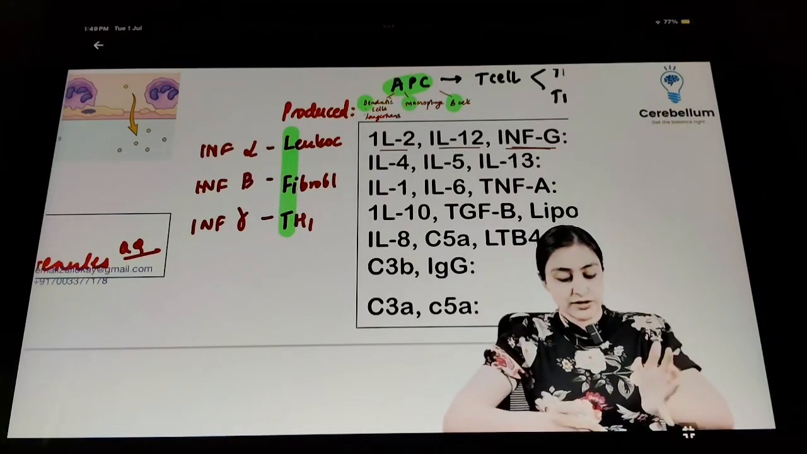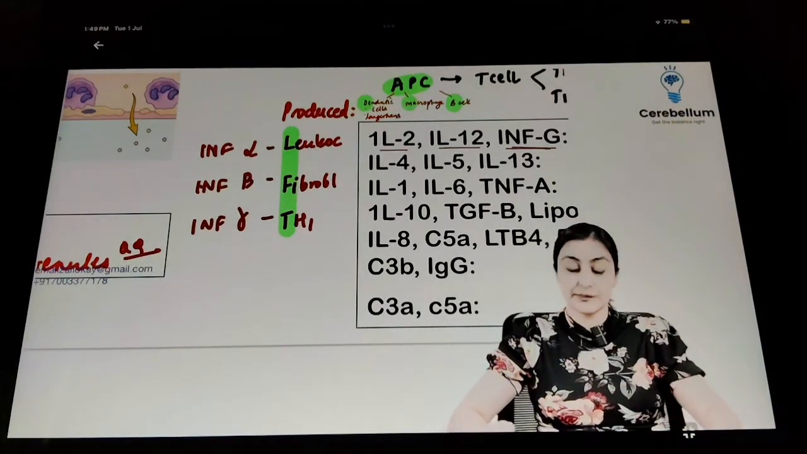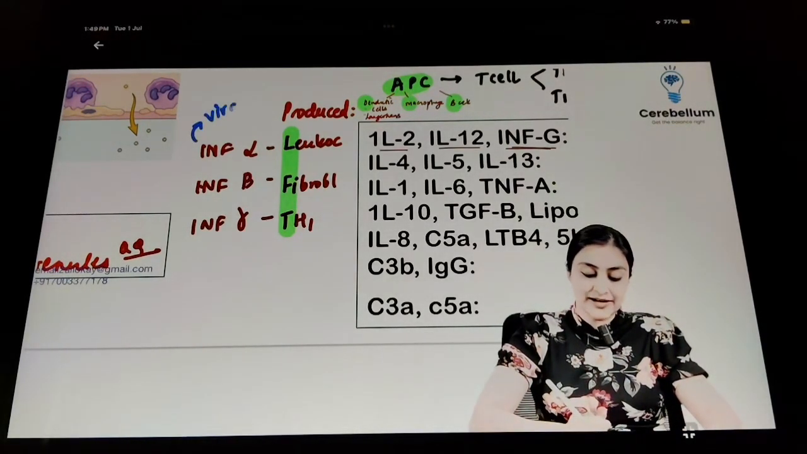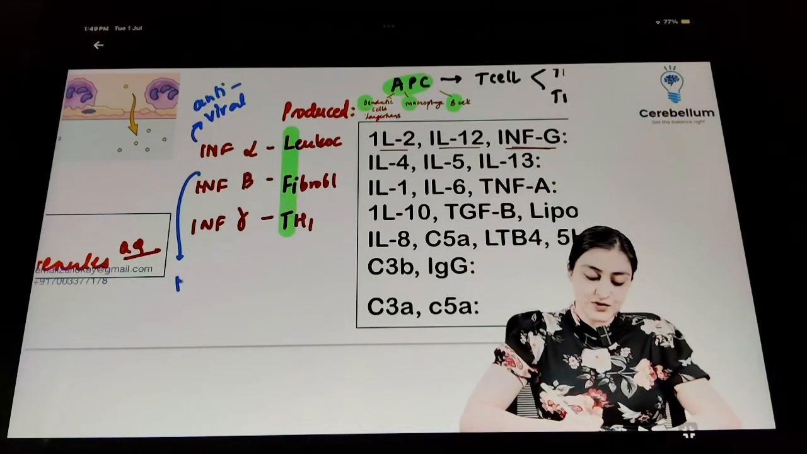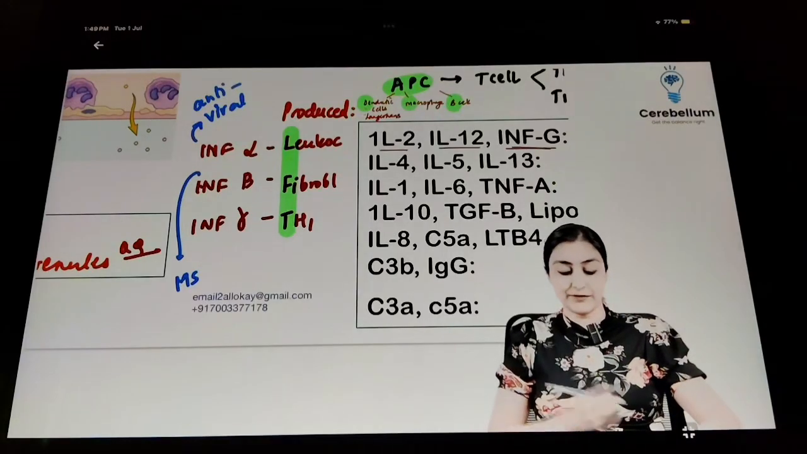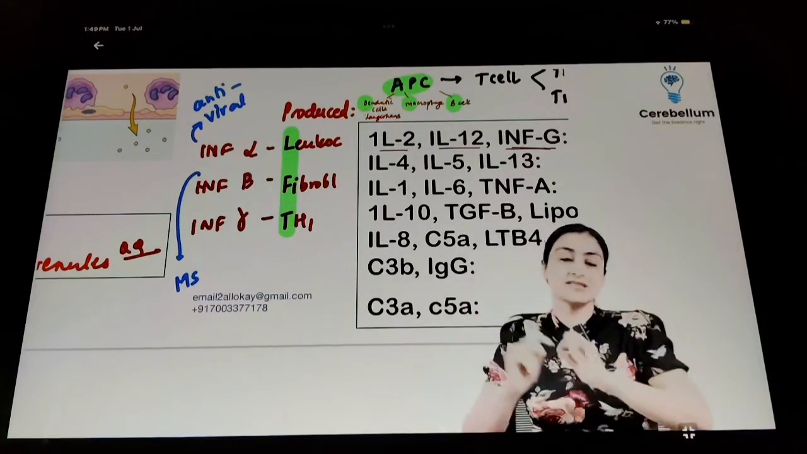Question 4. Just to give you the treatment aspect also, we use all of these for therapy. So interferon alpha is used for viral infections, so it's used as an antiviral. We have studied this in hepatitis B, where interferon alpha is used. Interferon beta is used in multiple sclerosis. Again, I've mentioned this in neuro. So interferon beta, two letters, means MS. That's how you will remember.